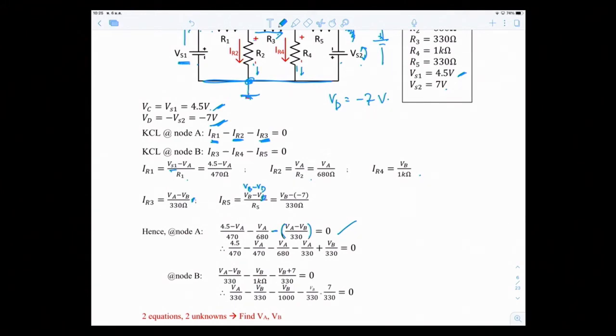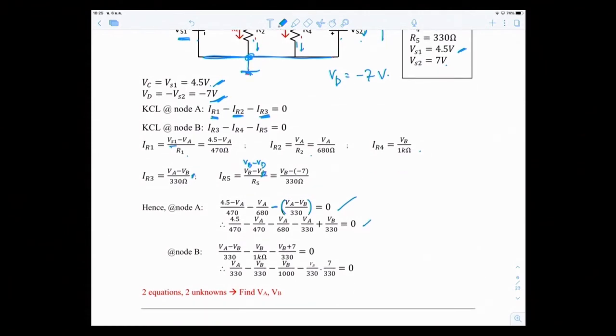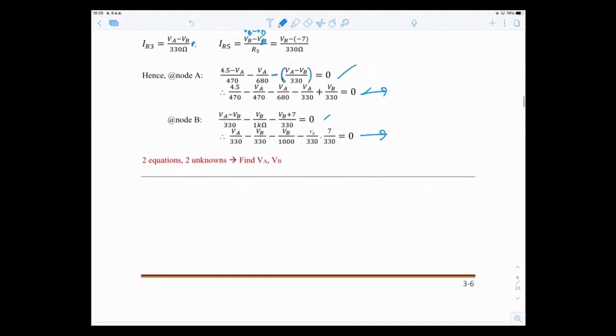So you do your math, and you get this. And this is your KCL in terms of node voltages at node B. Then you solve these two equations for VA and VB. That's how the nodal analysis goes.